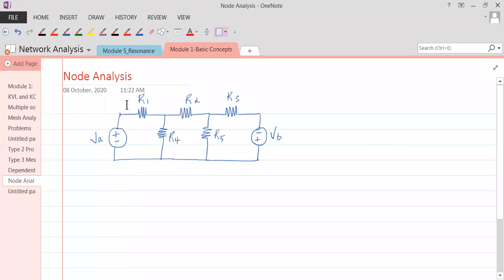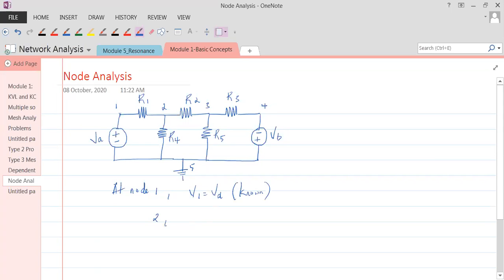See here, this is node number 1, 2, 3, 4, and this is ground, the fifth node. Among these 5 nodes, which are important to me? Let me take node 1. At node 1, the voltage is known, that is VA.